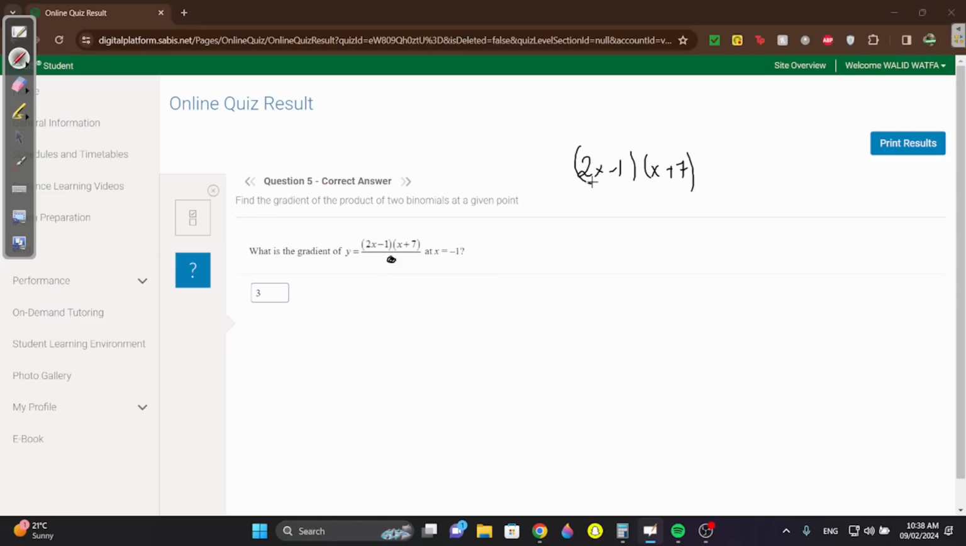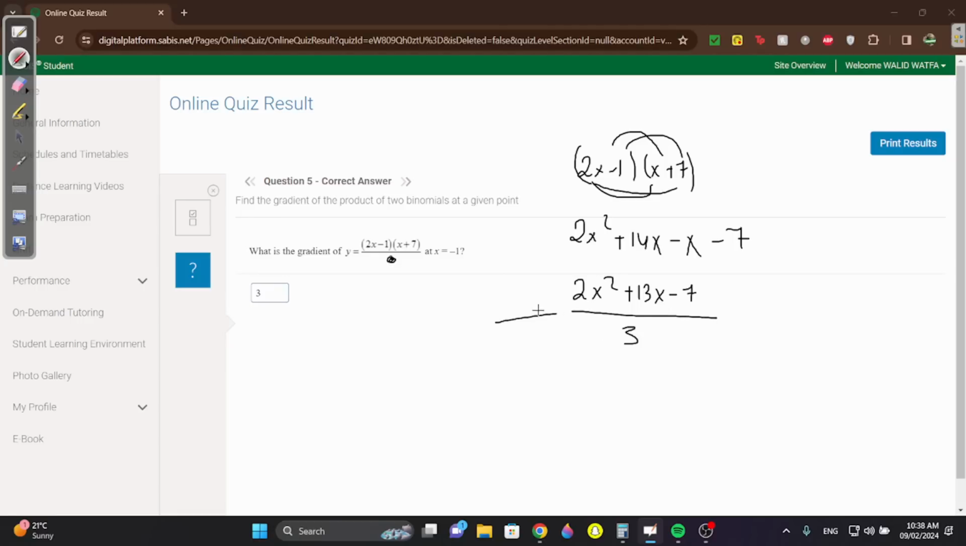This is grade 7 stuff. Yani 2x times x is 2x squared. 2x times 7 is 14x. Minus 1 times x is minus x. Minus 1 times 7 is minus 7. That will be 2x squared, 14x minus x is 13x, so plus 13x minus 7. And this is over 3.